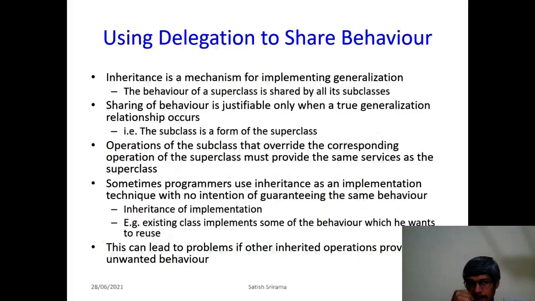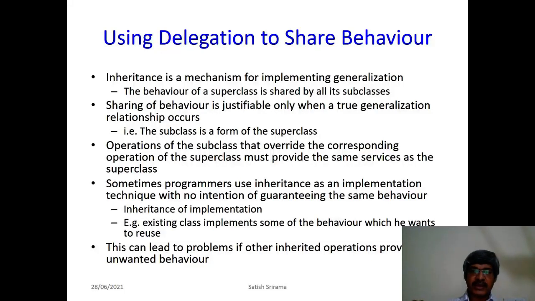Now the third step here is using delegation to share the behavior. Okay, so this is all about improving inheritance. This is one of the steps of this class design. So the third step in this part is using delegation to share the behavior. Inheritance is a mechanism for implementing generalization. We discussed generalization. Inheritance is a way to implement that generalization. That means the behavior of the superclass is shared by all its subclasses.